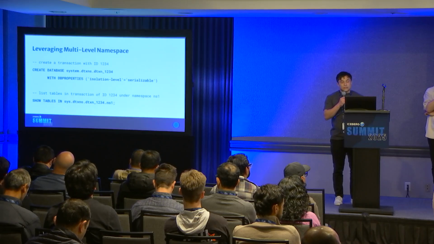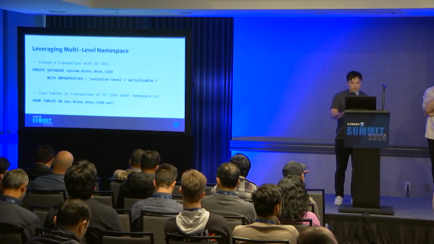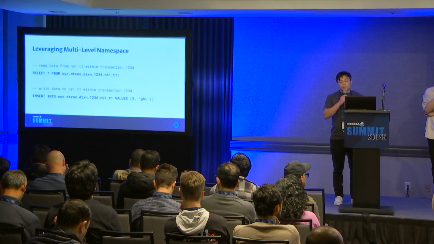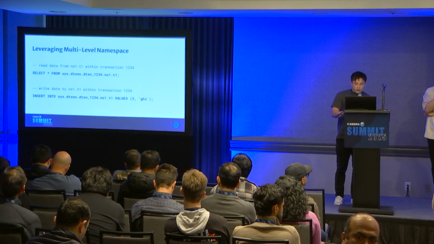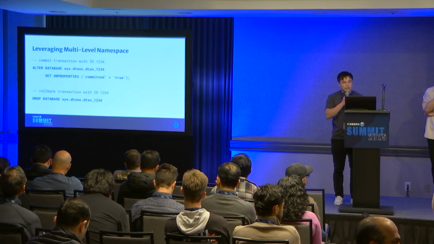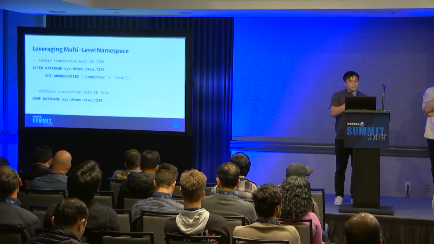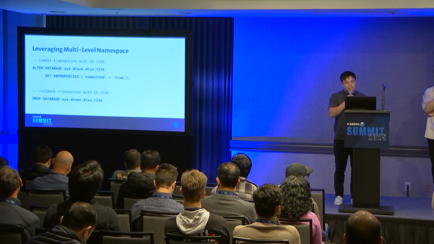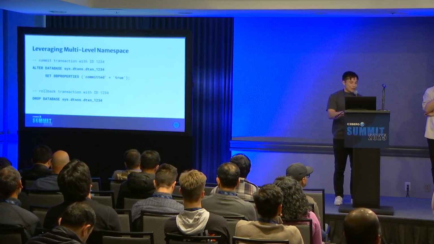We can do things like show tables and get that state of the catalog, get our tables in that state, as well as select data from that distributed transaction and write data. All this is saved to storage, and eventually you're going to want to commit. We can leverage alter database to commit that transaction, and if you want to do a rollback and save some storage, you can just drop that transaction.